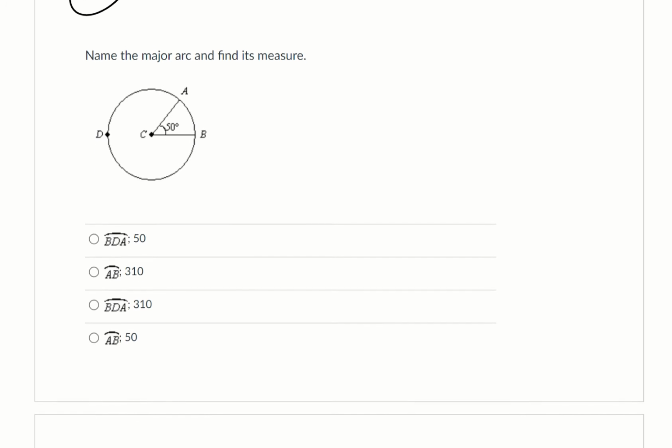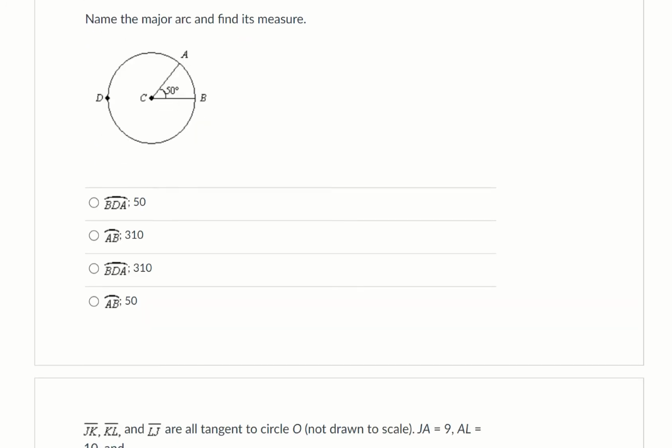All right, for the second question, name the major arc and find its measure. We know we have angle ACB. Now this angle right here is a central angle, and the central angle is always equal to its arc, or the measure of the arc is equal to the measure of its central angle. So this is also going to be 50 degrees.